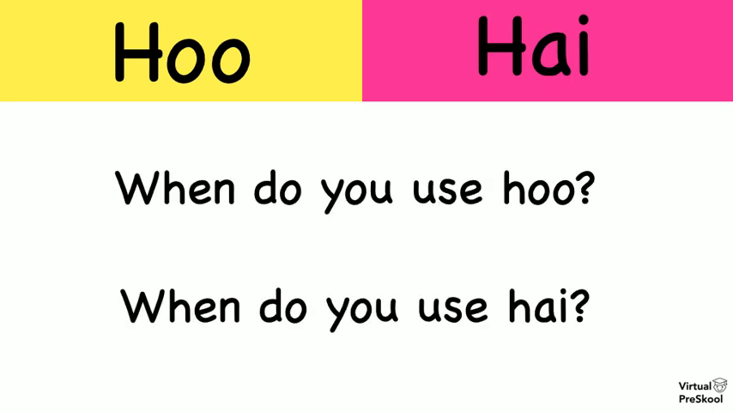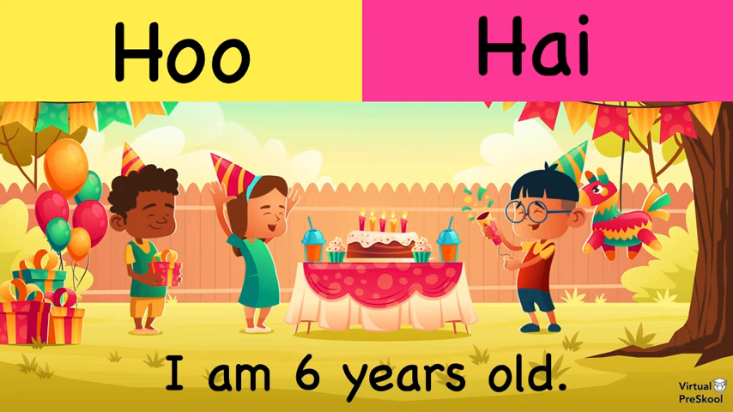So when do we use hoon and when do we use hai? I want to test to see if you remember. If you don't remember, rewind and watch the video again. So let's do some examples now and say out loud if this would be a hoon sentence or a hain sentence. I am 6 years old. Would this be a hoon sentence or a hain sentence? If you said hoon, very good.